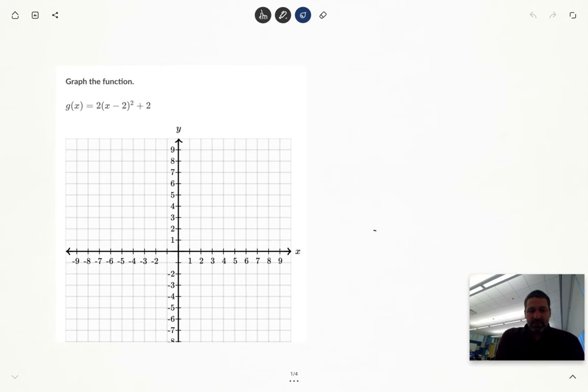So just a quick reminder here, this +2 brings our vertex up 2 spaces, and this brings our vertex in the positive direction. So a -2 inside parentheses brings it in the positive 2 direction. So that puts our vertex right there. It's going to be positive because that's a +2.